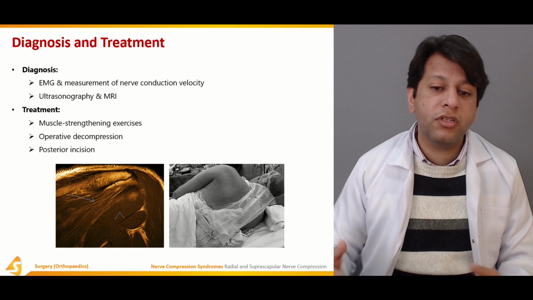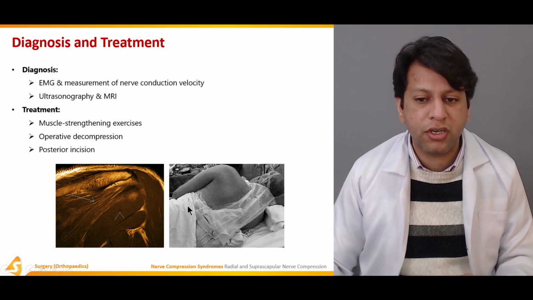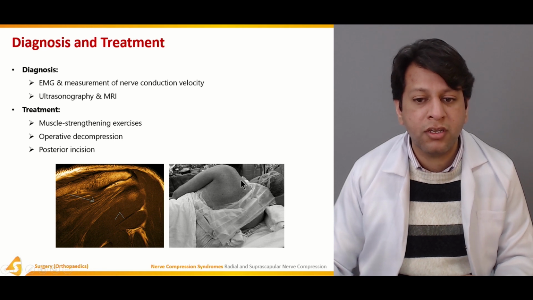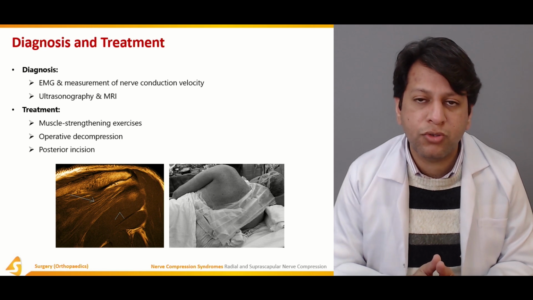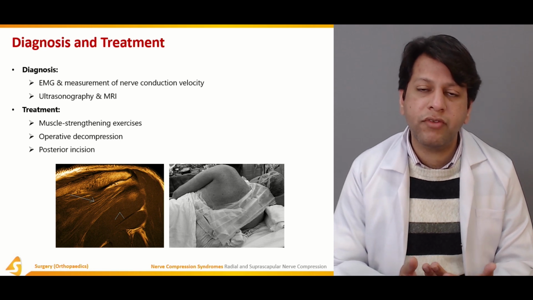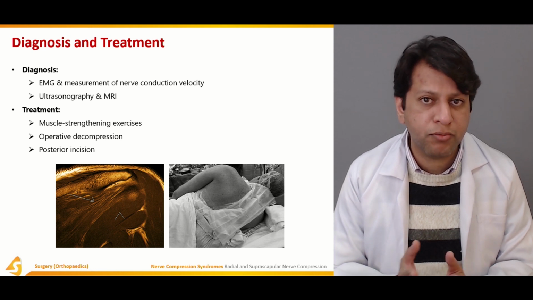Usually the approach is through a posterior incision, and it is going to be appreciated over here. The patient is undergoing a surgery. With the posterior incision, the shoulder is approached posteriorly so that the fibroosseous tunnel at the spine of the scapula and the suprascapular notch can be dealt with from the posterior approach.